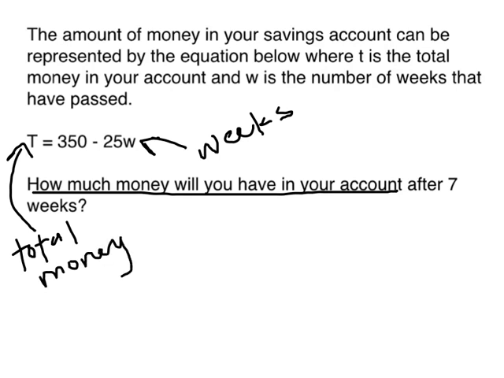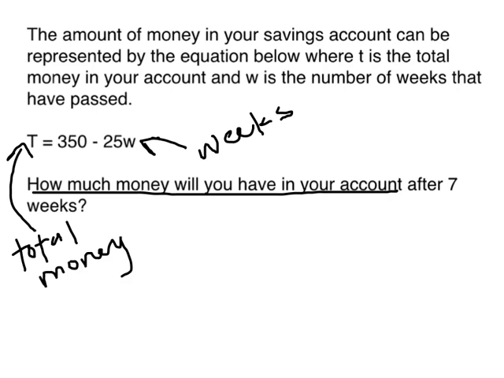In this problem, they don't tell me what the 350 means, but I do know that it's talking about the amount of money in a savings account. So that means I'm starting with $350 in my savings account. Then, since I'm subtracting $25 every week, that must mean I'm taking money out of my account. So I know after 7 weeks, the amount of money I have is going to be less than $350.